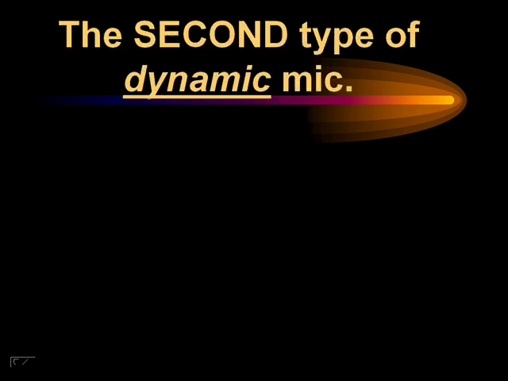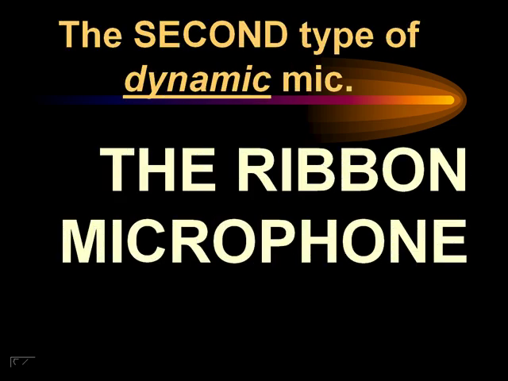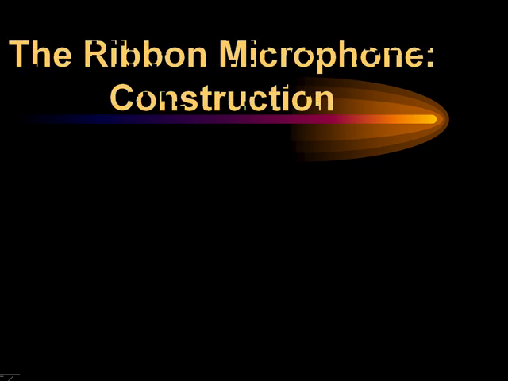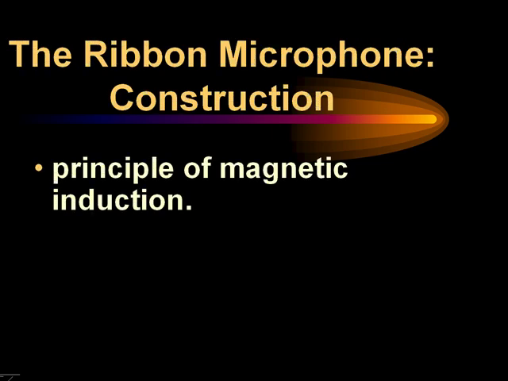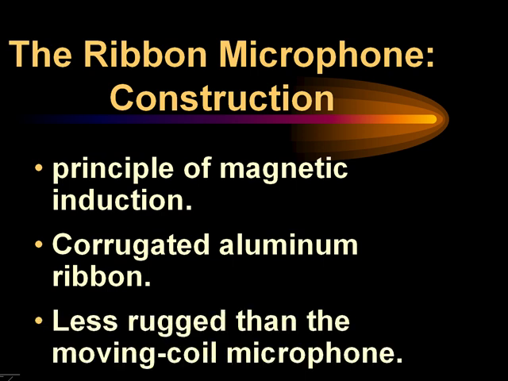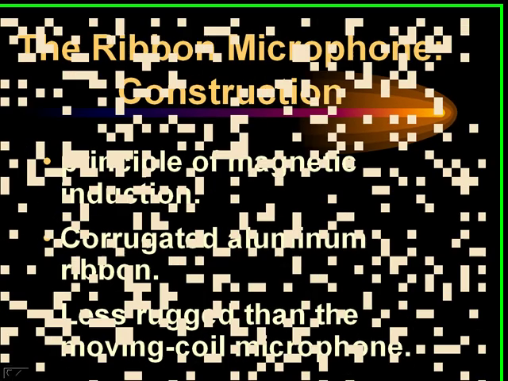The second type of dynamic microphone is a ribbon microphone. Though it relies on electromagnetic induction, a ribbon microphone is seldom called a dynamic microphone. It is usually called a ribbon microphone or a velocity microphone. Instead of a voice coil, a ribbon microphone uses a thin corrugated aluminum foil ribbon. A ribbon microphone is much less rugged than a moving coil microphone.